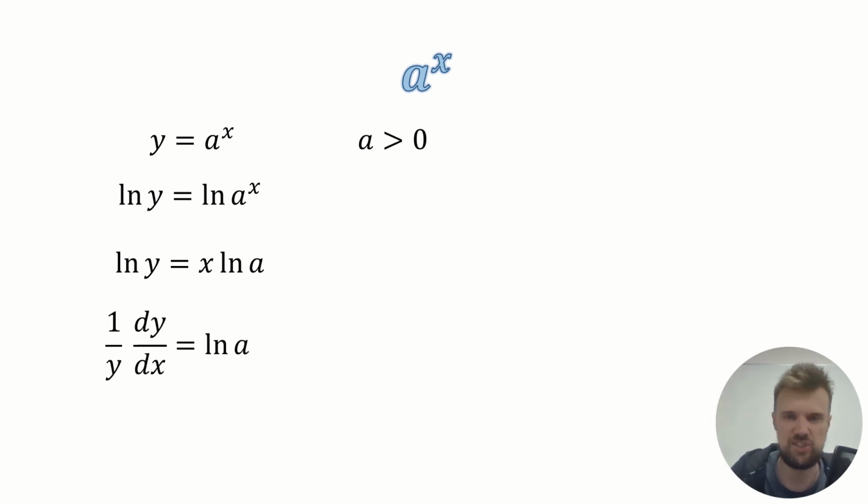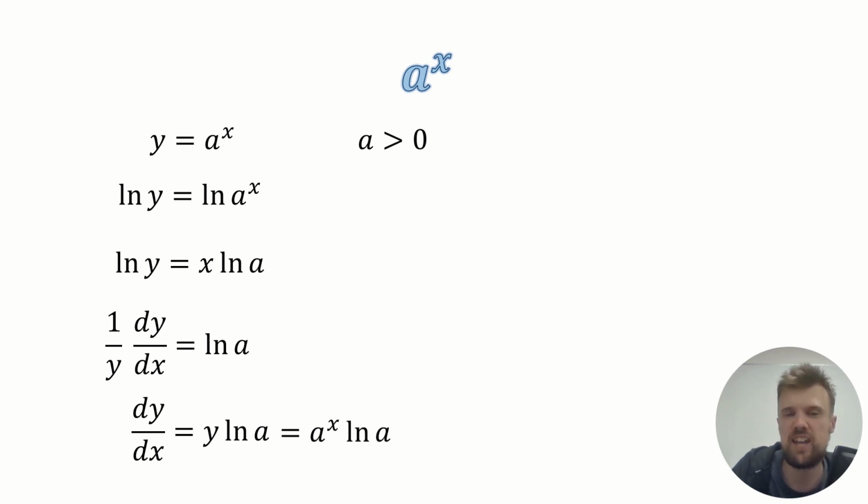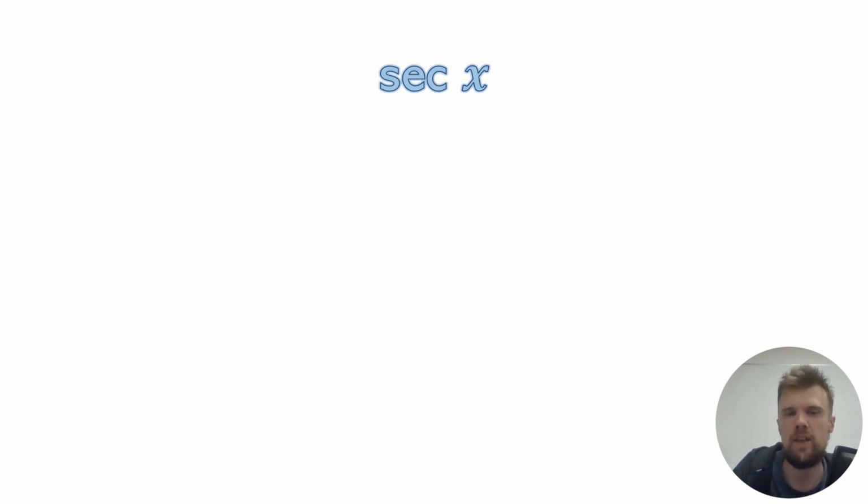So we're left with this. Again, making dy over dx the subject of the formula by timesing both sides by y, and then realizing we want to get rid of the y, but realizing we already know what y is from earlier in the question, we can say that dy over dx equals a to the power of x, lots of ln of a. There you go, something that looked really horrible, but actually the proof of the derivative of it actually isn't too bad. But what about sec of x?